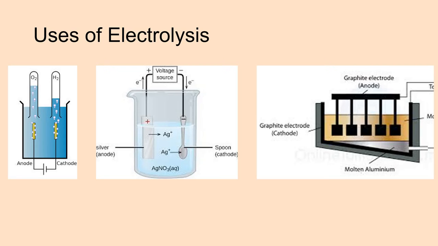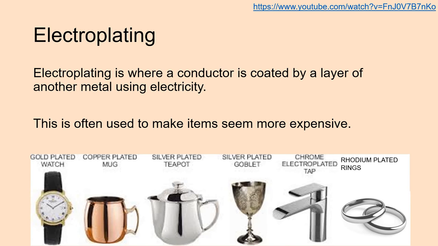There are several different uses of electrolysis that we will look at. There is the production of oxygen and helium by electrolysing water. We can use electrolysis to electroplate metals, which is where you coat the metal in a more valuable metal. And it can be also used to extract metals such as aluminium from their ores. So here is a bit about electroplating. It's where a conductor is coated with a layer of another metal. And there are some examples at the bottom.